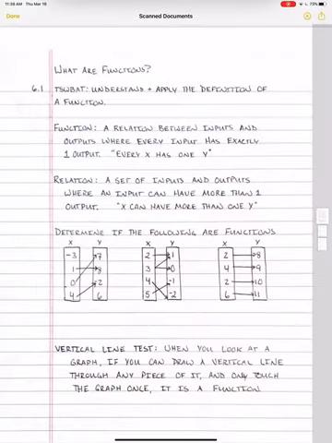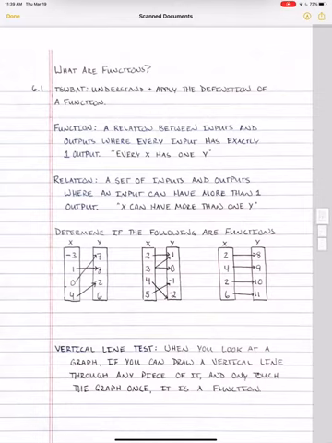Alright guys, today we're going to talk about functions. So we're just looking at what is a function, what makes something not a function, and we're going to look at it in a few different ways, by like charts, graphs, algebraically. So the objective is the student will be able to understand and apply the definition of a function.